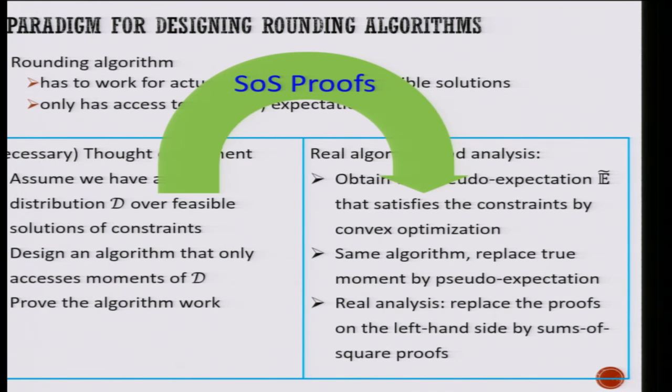Okay, so what I'm going to do in the next probably 15 minutes is the thought experiment for our problem, and I'm going to leave out the sum of squares proofs. I'm not going to talk about sum of squares proofs. And you will see that the key difficulty is on the left hand side instead of the right hand side. This paradigm was suggested by David. I'm not sure whether they wrote it in the paper, but certainly they talk about it in the talk.